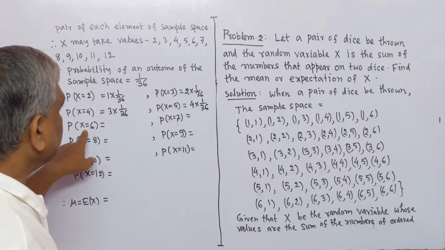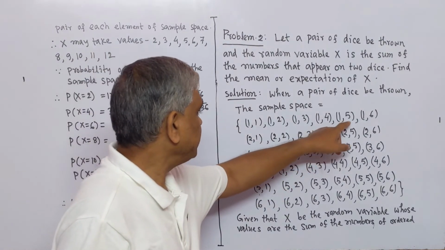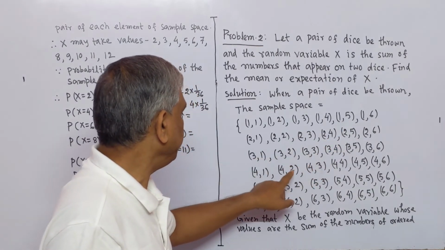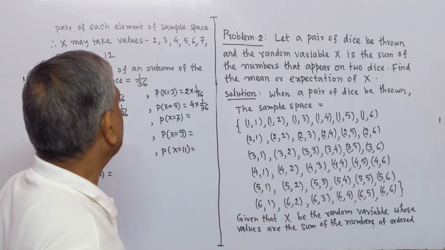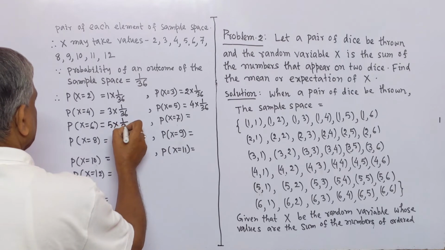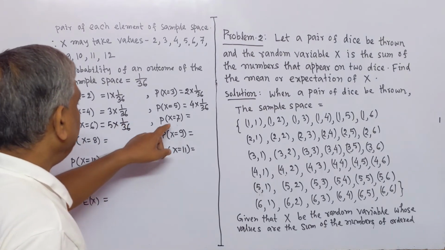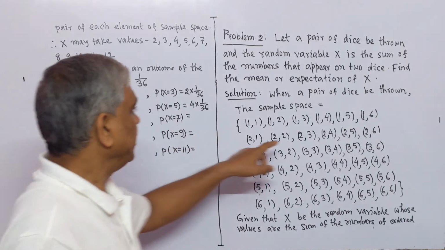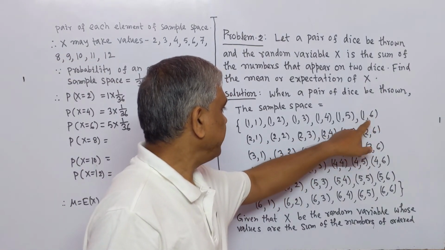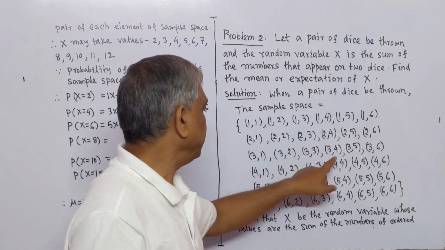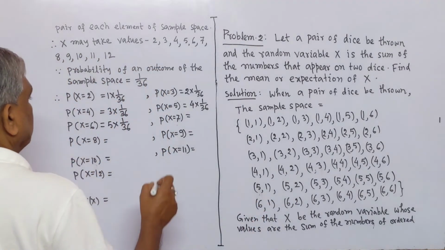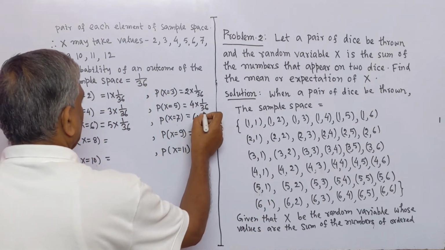Probability for X equal to 6. Here 5 plus 1, 6. 2 plus 4, 6. Here 1, 2, 3, 4, 5. So we get 5 multiply 1 by 36. Probability for X equal to 7. Here 1 plus 6, 7. So here 1, 2, 3, 4, 5, 6. So here 6 multiply 1 by 36.